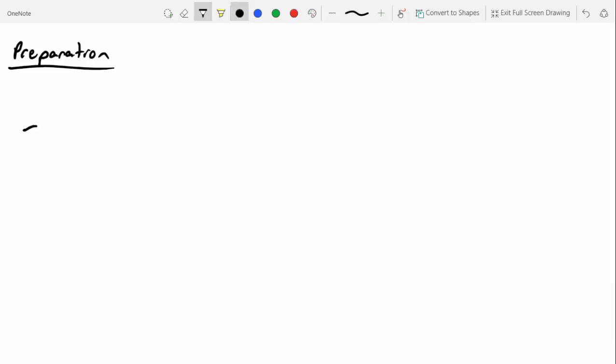So let's do the preparation of the thiol analog. Let's say I want to add in the thiol where that bromine used to be. What reagent should I use? NaSH.